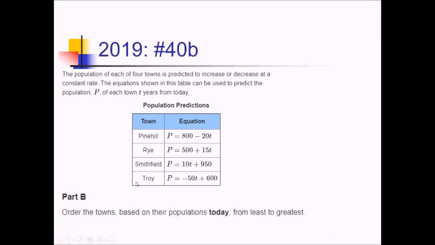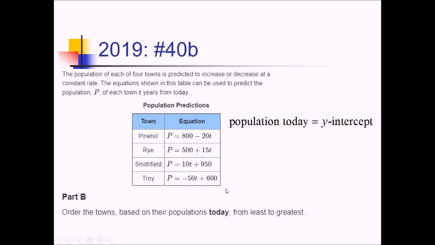For Part B, they want us to order the towns based on their populations today from least to greatest. So what part of this equation gives us the population today? Well, they said that the equations here tell us the population t years from today. So how many years is it from today? If it's today, then you are 0 years from today. So basically, when you plug in 0 for t to each of these equations, it gives you the current population, which is to say it's just giving you the y-intercept. That is the population today, is the y-intercept.